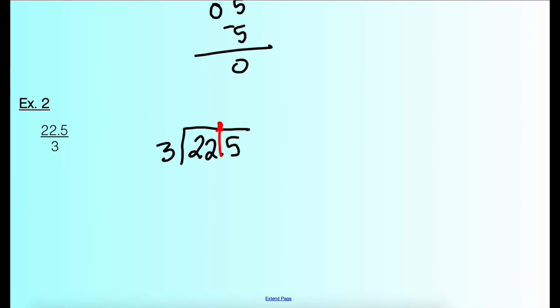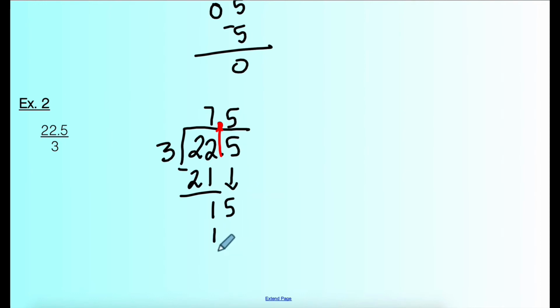All right, 3 can go into 2 no times. 3 can go into 22 7 times. And since I'm talking about 22, my 7 goes above the 2. I'm lining it up. All right, so 7 times 3 is 21. When I subtract, I've got 1 left over. I bring down the 5. 3 can go into 15 5 times. Notice I'm putting the 5 above the 5 in the 15 because I'm lining it up.